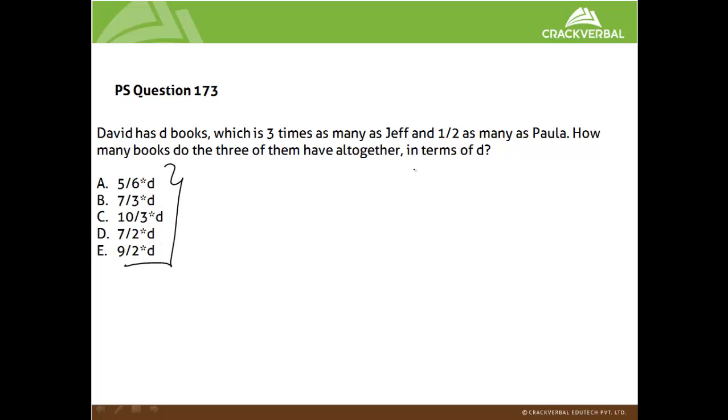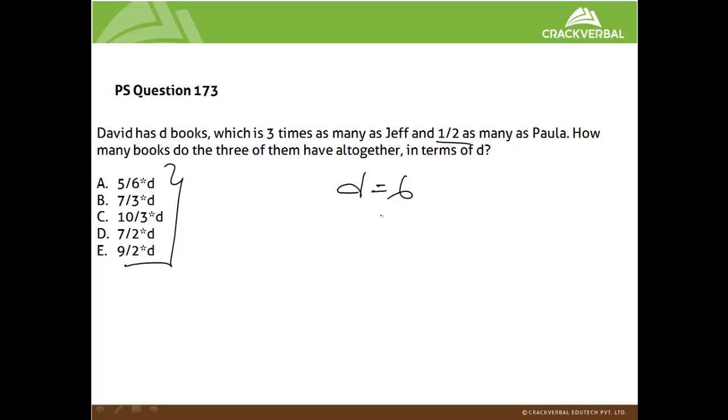Because we have variables in the answer choices, we can do plugin. Here the variable is D. Take a D value which is divisible by 2 or a multiple of 3, because here a fraction, 1 by 2, is given. Whenever a fraction is given, try to pick a value which is divisible by the denominator, or a multiple of the denominator. Since they have said 3 times and half as many as Paula, let's try 6, which is divisible by both 3 and 2. So let's try D as 6.